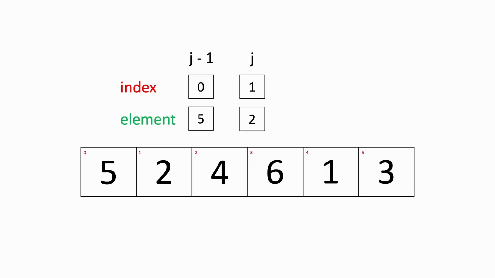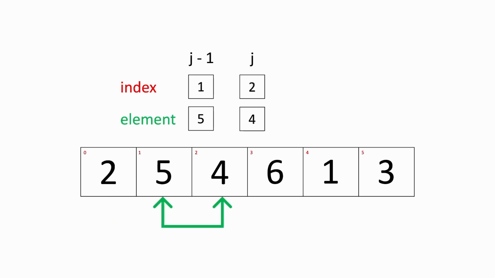The main variable we have here, which would be used in code, is j. We initially set this to 1, and then we have j minus 1. So these two indices are what elements we're going to be comparing against as we go through the array. The first thing we do is compare 5 and 2. Is 5 greater than 2? It is, so we swap these two elements, and then we move on to the next two.